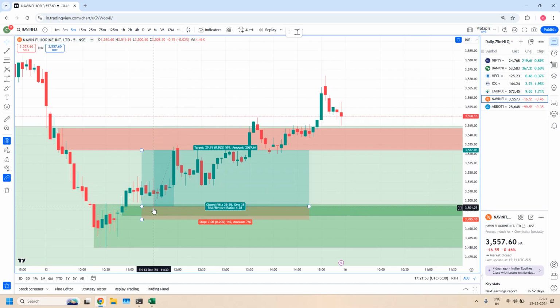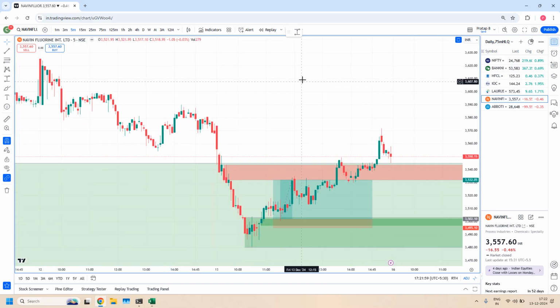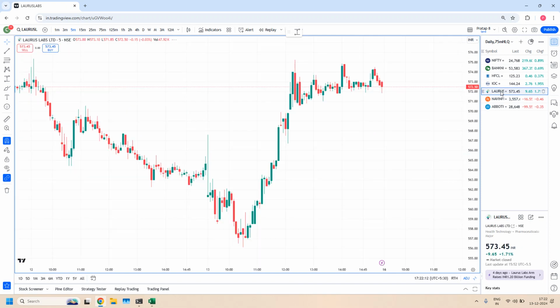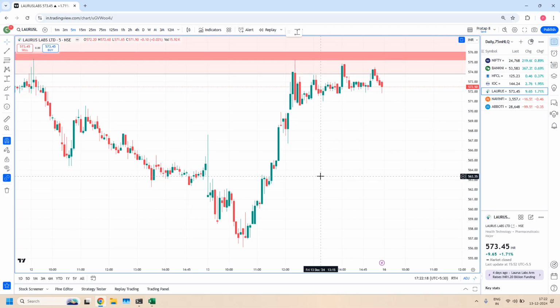See how sharply it moved once prices entered into the fine-tuned area. So this is about NAVINFLUOR. So many concepts you learned, you are getting good examples today. And LAURUSLABS, this again, hidden zone. It comes under hidden zone concept. How institutions cleverly planning their trades.